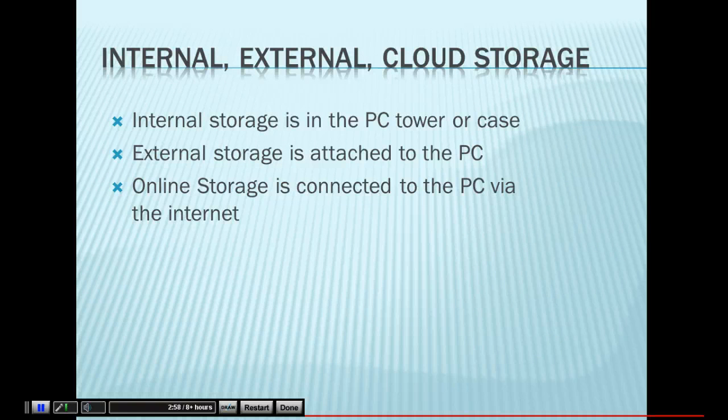What is the difference between internal, external, and cloud storage? Well, internal storage is inside the computer case, either inside the laptop or inside the computer tower. External storage is attached to the computer, and that's usually attached by a USB cable. Sometimes there'll be other adapters, but that's primarily attached by USB today. Online storage is connected to the computer via the internet. Online is like cloud storage, and you have to have internet access to save to that location and to access it in the future.